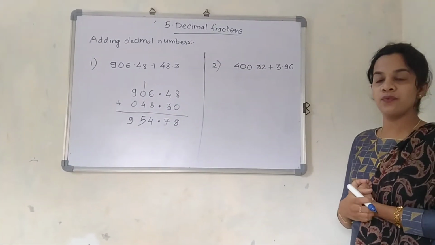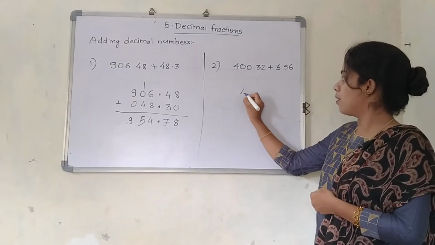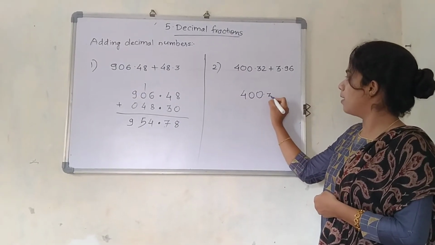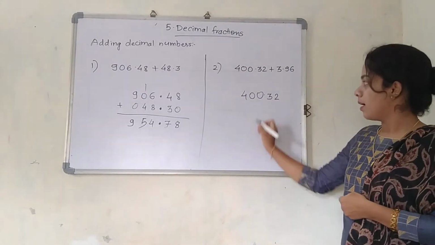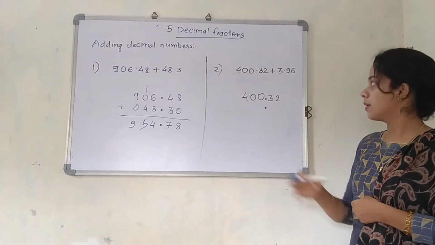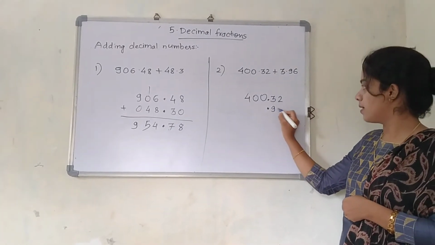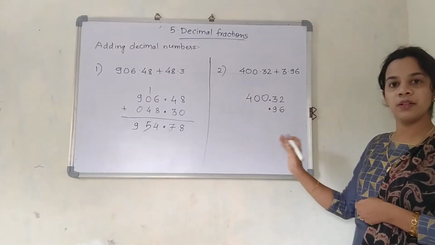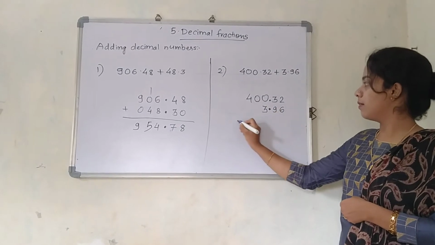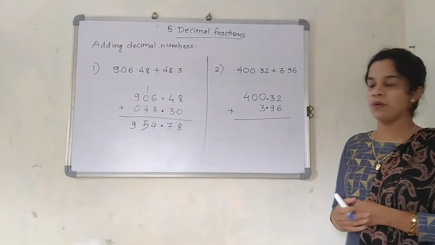Next question, that is 400.32 plus 3.96. So 400.32 I will write as it is. Down to decimal I am going to write decimal. After decimal which numbers are there? 96. So 9 over here, 6 over here. Before decimal 3. So 3 will be over here. If you want you can write zeros, otherwise no issue.